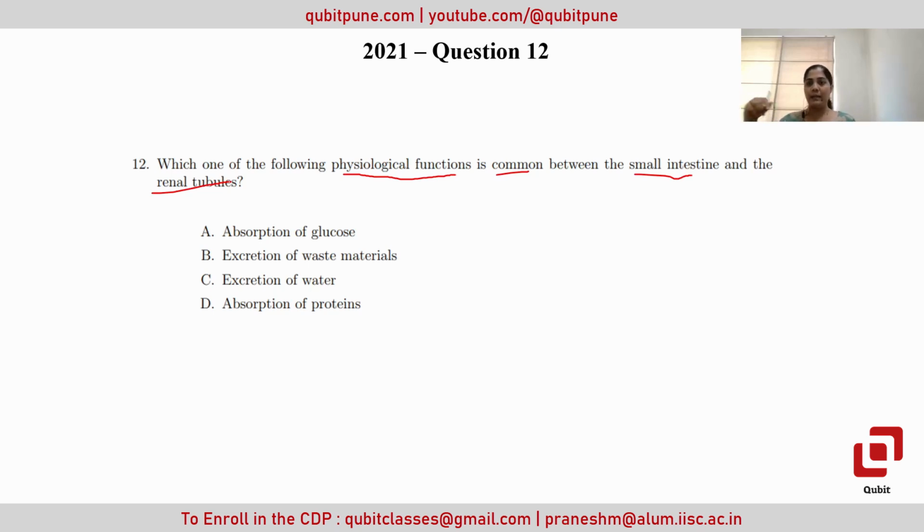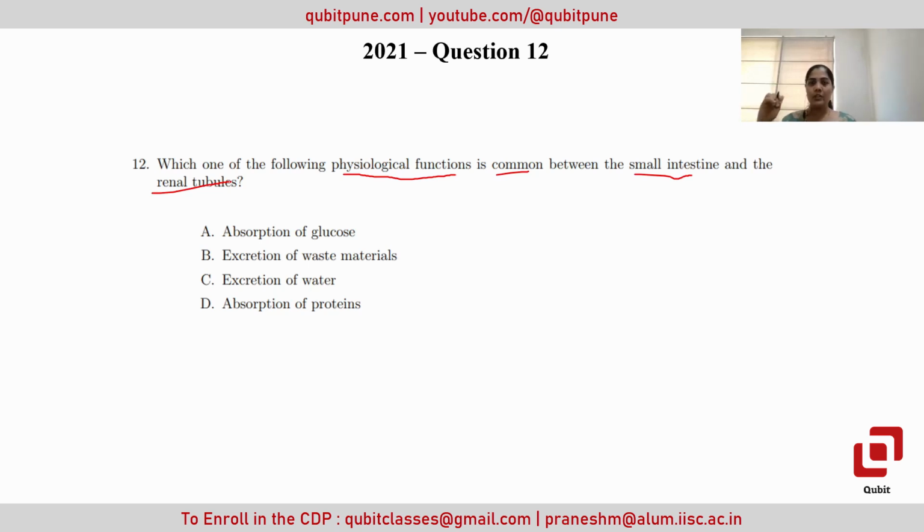Excretion of the waste material is not happening in the small intestine, but it happens in the renal tubules, only at the time of the collecting duct. That is the last part, so that is not the case. Excretion of water is not happening in the small intestine, and absorption of protein is not a function of the renal tubules. The absorption of proteins in the smallest amino acid form happens in the small intestine, but not in the renal tubules.